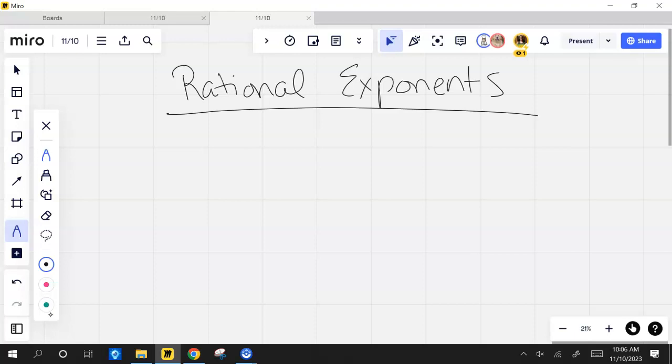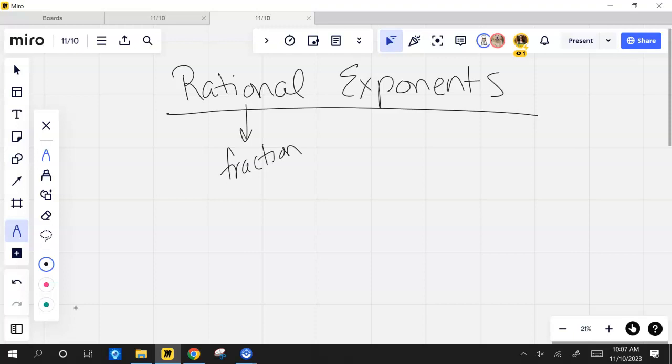All right. Tell me what a rational number is. Integer. Fraction. It can be written as a fraction. That's the key. So that's what we're kind of focusing on here. If it can be written as a fraction, meaning you can write it as a decimal, but it terminates or repeats itself, it can be written as a fraction.